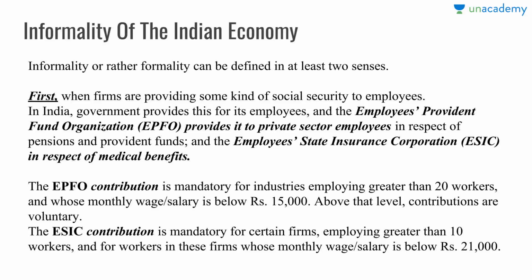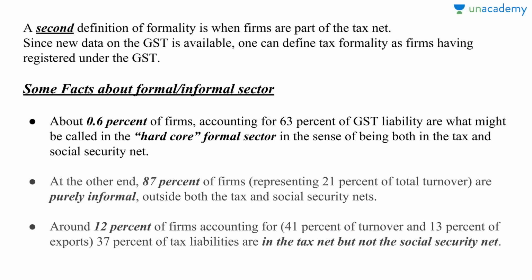And the sector is obviously informal, everybody knows it. So we can define it in 2 ways. First, those employees who have some kind of social security like EPFO, Employee Provident Fund Organization, okay, it even provides to private sector employees, and Employees State Insurance Corporation in case of medical benefits. EPFO contribution is mandatory for industries which have more than 20 workers, and ESIC contribution is mandatory for certain firms. Okay, the second definition is whether firms are part of the tax bracket or not.